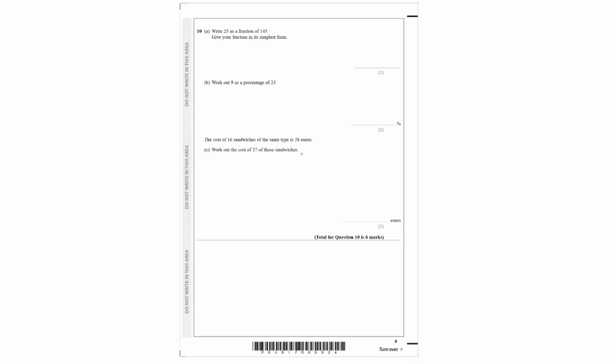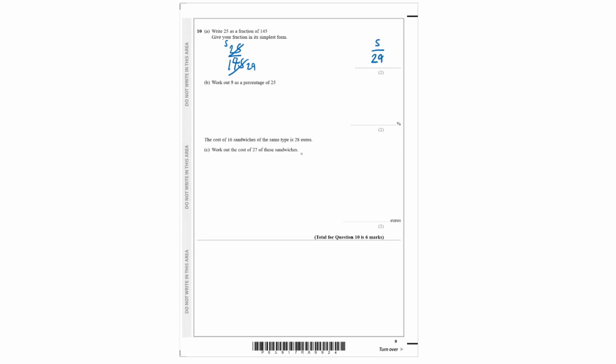Give 25 as a fraction of 145. Give your fraction in its simplest form. So we have 25 over 145. I can see that they're both divisible by 5, so I can cancel out here. 25 divided by 5 gives us 5. 145 divided by 5 gives us 29. And since we can't simplify any further, our simplest fraction is 5 over 29.